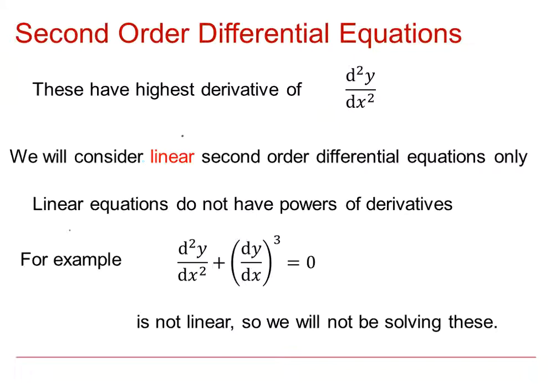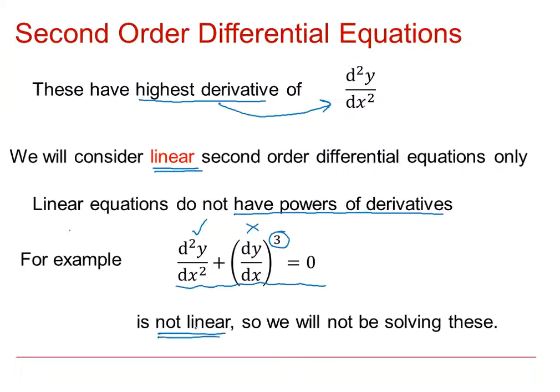So now we're going to look at second order differential equations in more detail. These will have the highest power in them of d2y by dx squared. We will also be considering linear second order equations, and this means that we do not have any other powers on our derivatives other than 1. So for example, d2y by dx squared would be linear, but dy by dx cubed would be nonlinear, and therefore this differential equation is not linear, and we would not be looking at methods to solve this nonlinear differential equation.